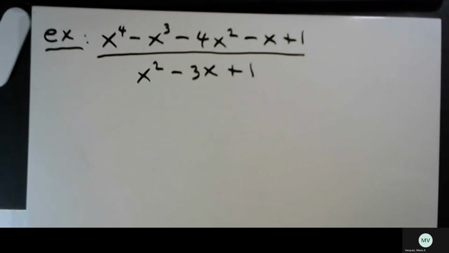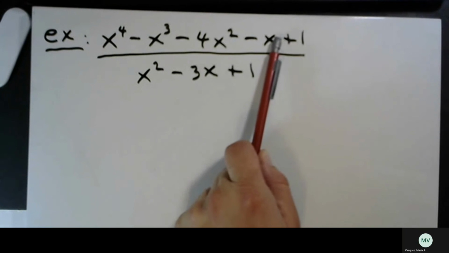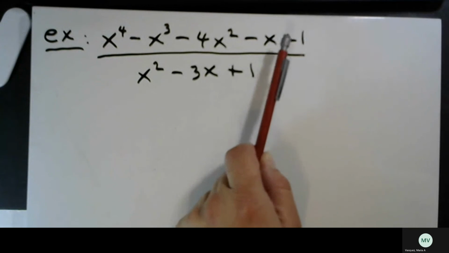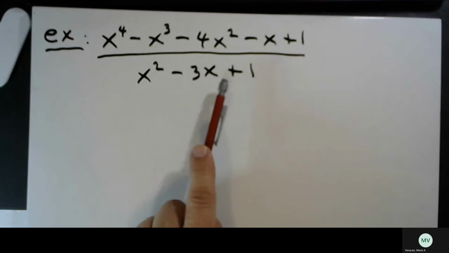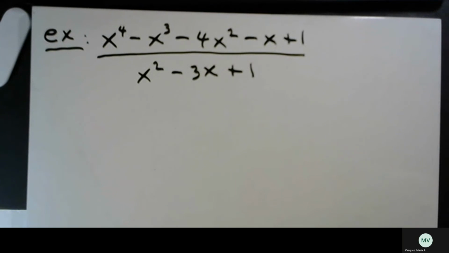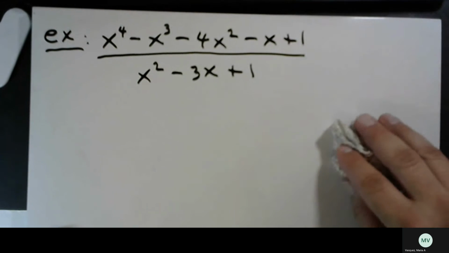So let's say we have something like this. Now, again, we want to check to make sure everything's in standard form. So we want it in decreasing order from highest degree to lowest degree. So degree 4, degree 3, degree 2, degree 1, that invisible 1 on the single x, degree 0. Then degree 2, degree 1, degree 0. So far, so good. It's in standard form for both the dividend, which is on top, and the divisor, which is on the bottom. So let's put it in long division form.